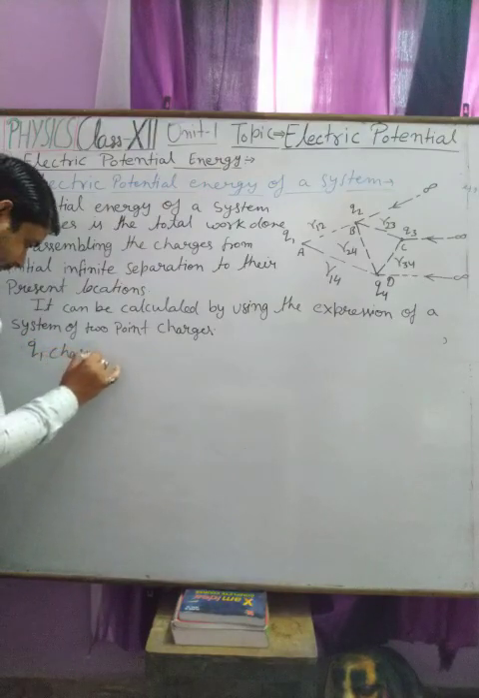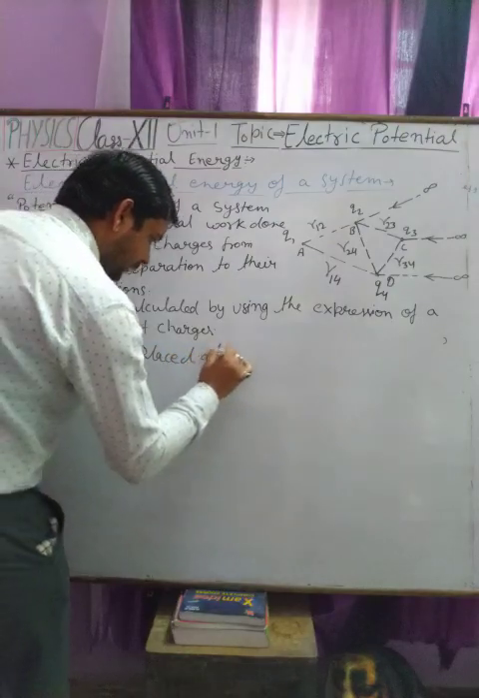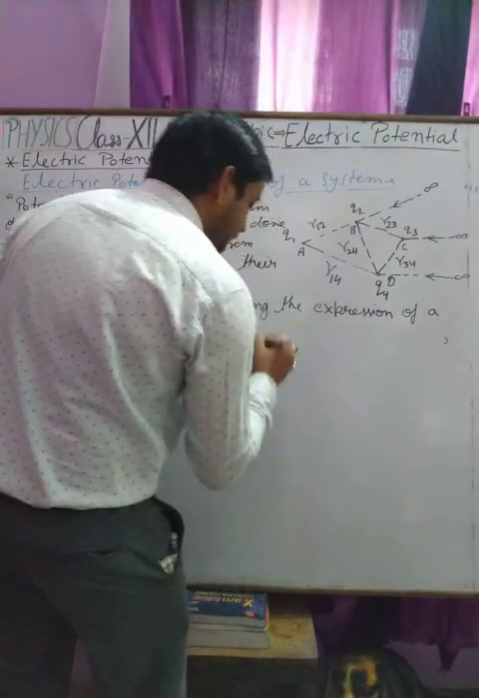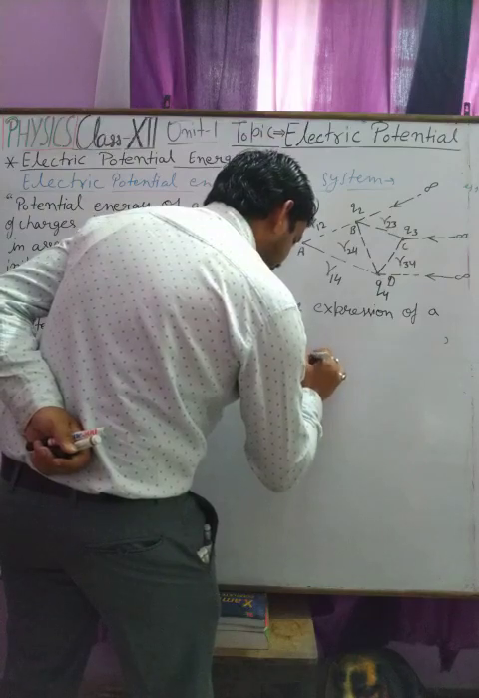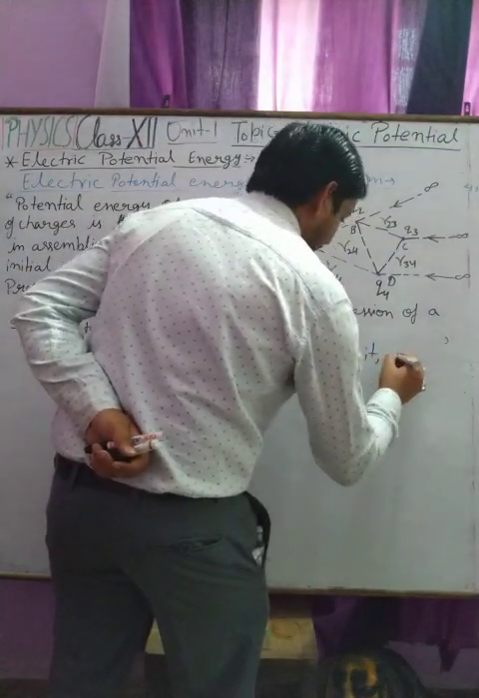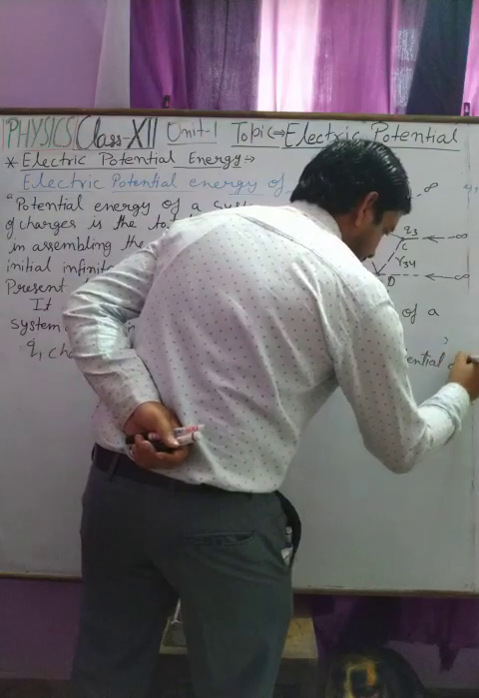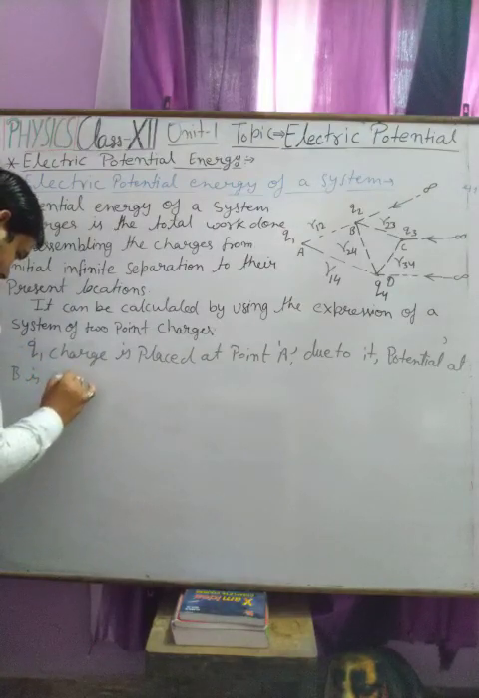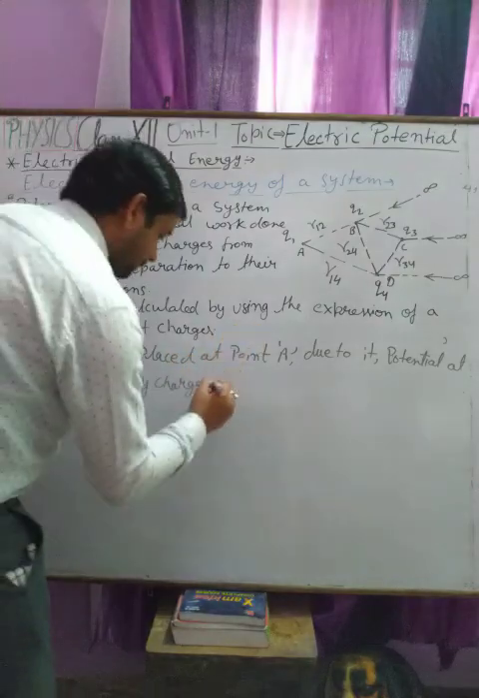Charge q1 is placed at point A. Due to it, the potential at B is experienced by charge q2.